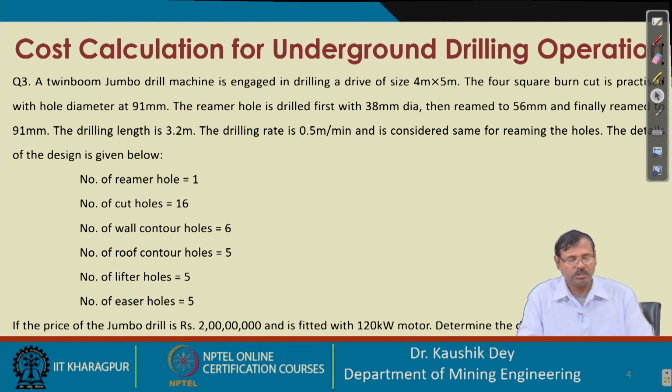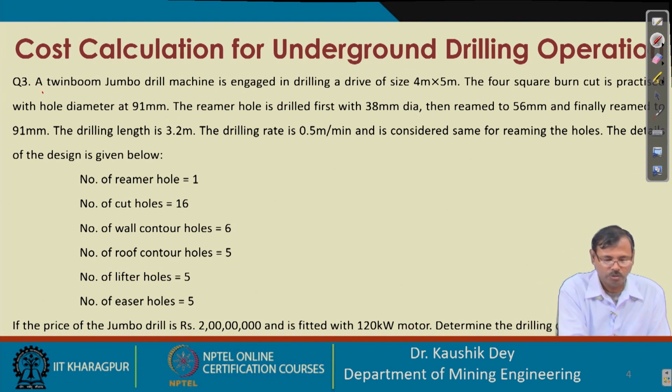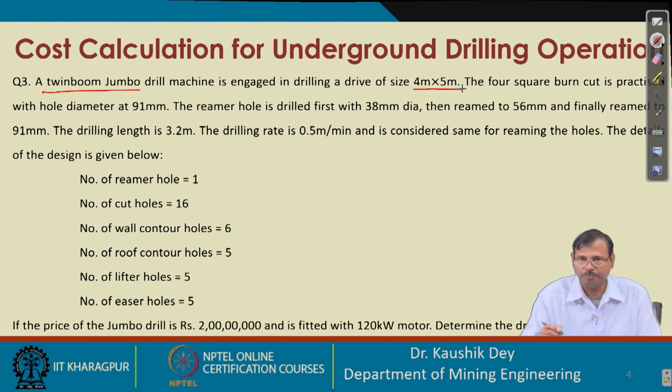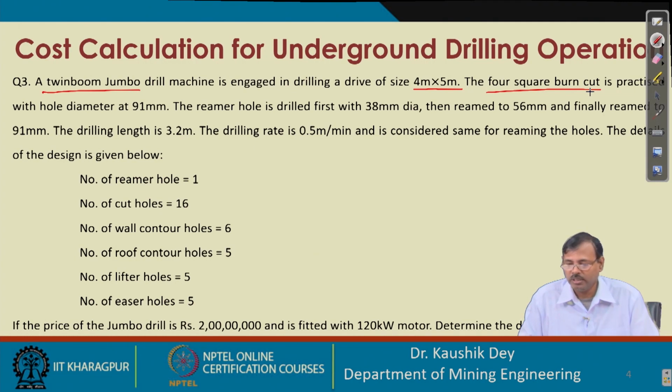So, the problem is, you consider a twin boom jumbo. What is a twin boom jumbo we will see in the next slide. That is engaged in a drive of 4 meter by 5 meter. So, this 4 meter by 5 meter is the drive size, and a 4 square burn cut. We have already given you the design, how to design a 4 square burn cut, in our previous lecture. So, a 4 square burn cut design is practiced.